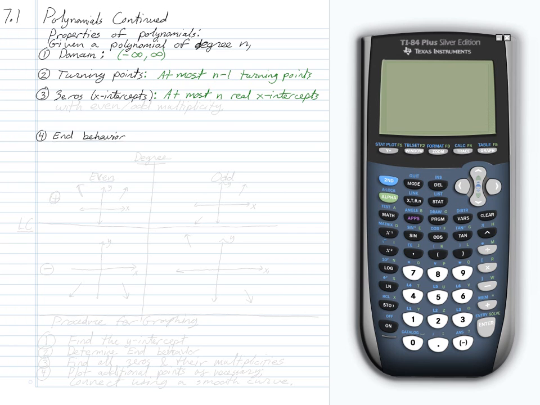Now it will have n real or complex x-intercepts, so you never need to look for more than n zeros, that is, setting our function equal to 0 and solving. But these real intercepts will have either even or odd multiplicity.